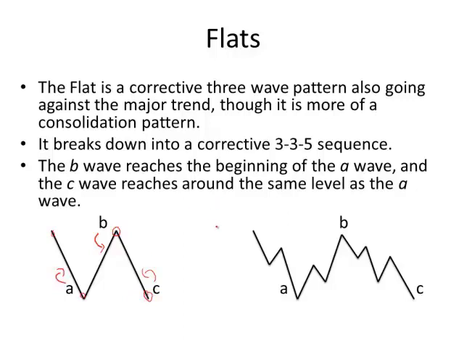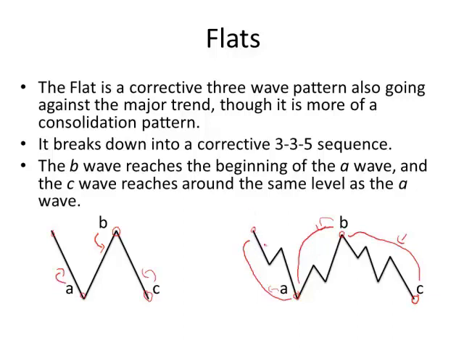Now let's look at the 3-3-5 sequence. So we will have from here to here is wave A. From here to here is wave B. And from here to here is wave C. And these are the points where the waves start and end. So just draw those in there. So now we have a 3-3-5 sequence.